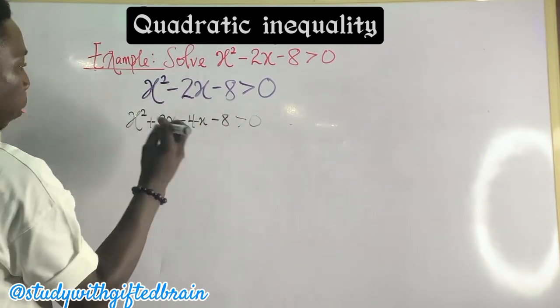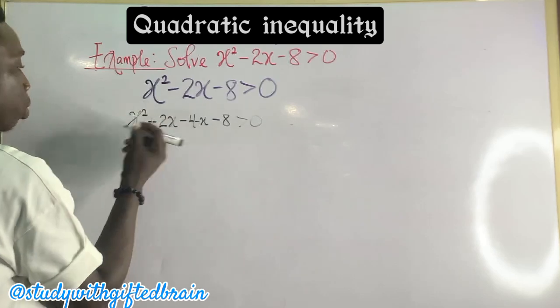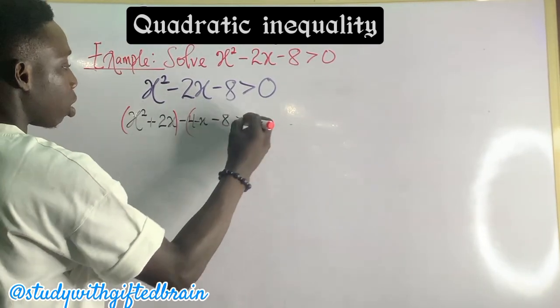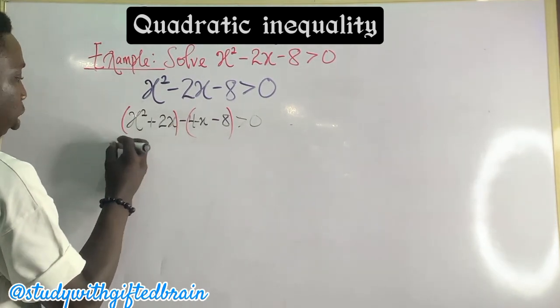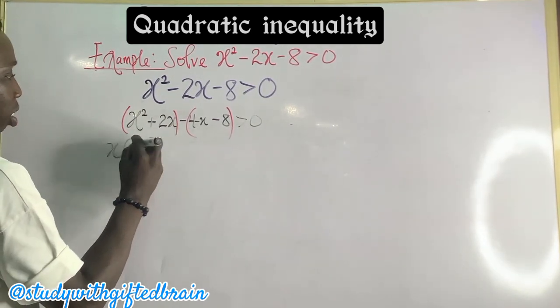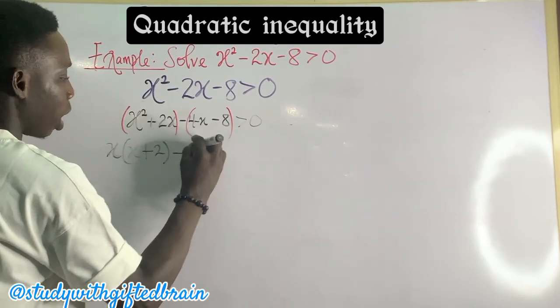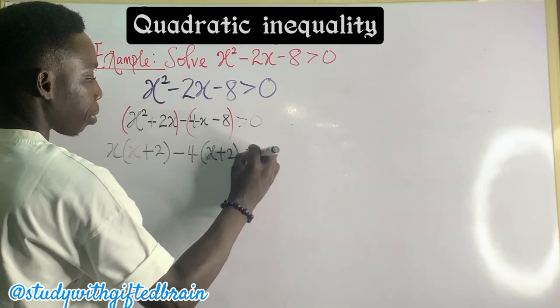Do we get that? Now, from here, I'll take common factors. I'll group them like this. They have x in common here, so I have x into bracket x plus 2. Minus, they have 4 in common, that's minus 4 into bracket x plus 2 also.